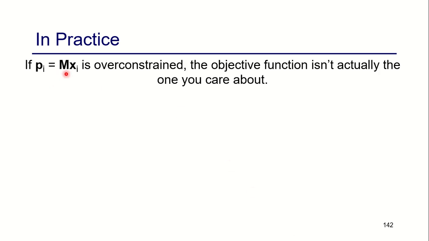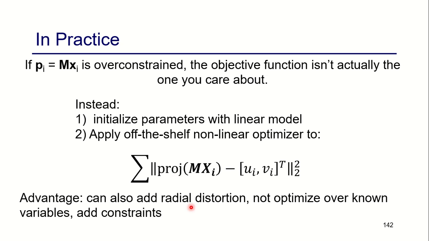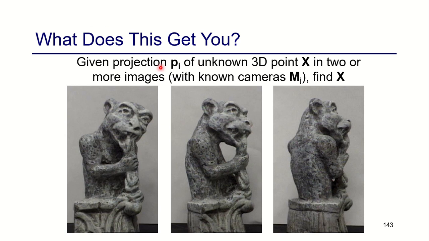If pi equals M xi is over-constrained, then the objective function isn't actually one you care about. So instead, you initialize the parameters with the linear model and apply an off-the-shelf nonlinear optimizer to this equation. The advantages we get are that we can also add radial distortion, optimize over known variables, and add constraints. So how do we get this? Given some projection Pi of an unknown 3D point X in 2 or more images with known cameras Mi, you find the X.